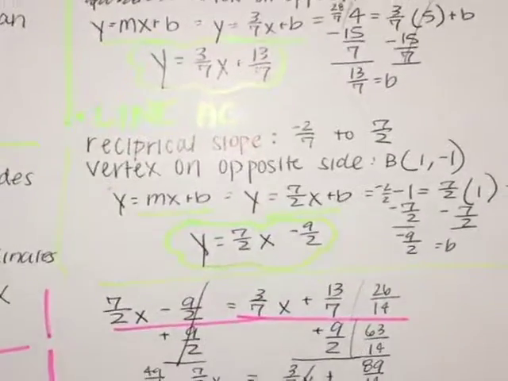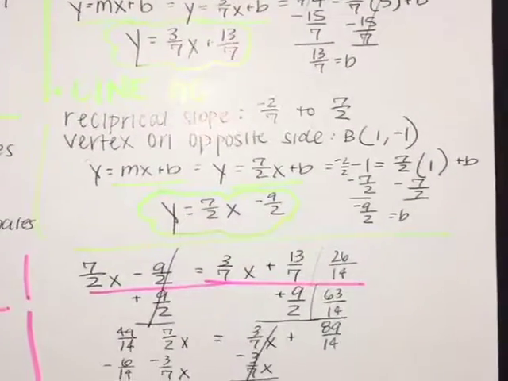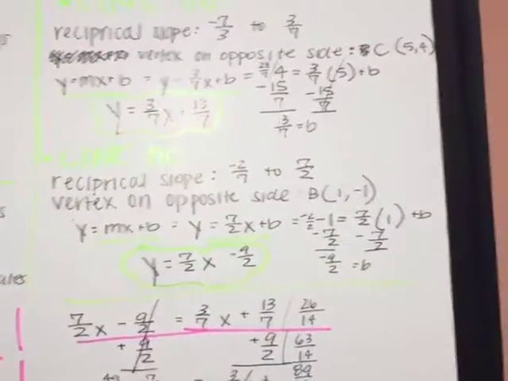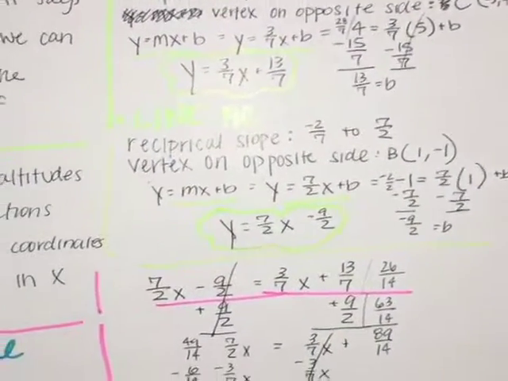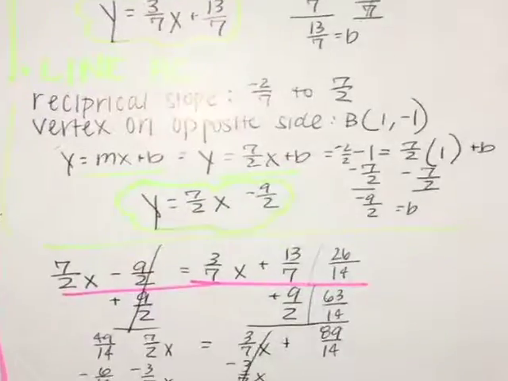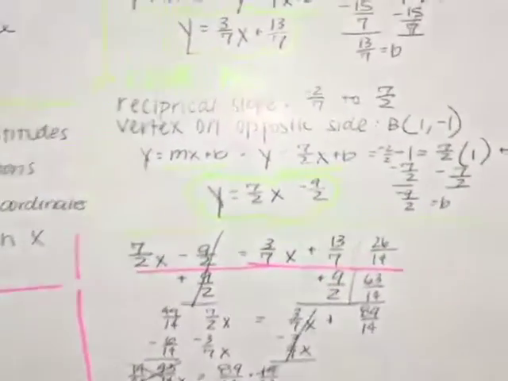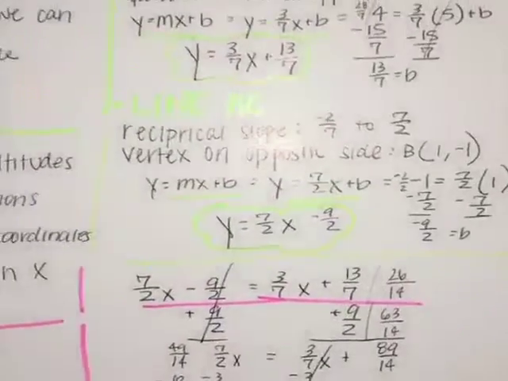So then I do the same thing for line AC, getting the reciprocal of 7 over 2 and the opposite side vertex being 1 comma negative 1. And when I plug that into the equation, I get y equals 7/2 x minus 9.